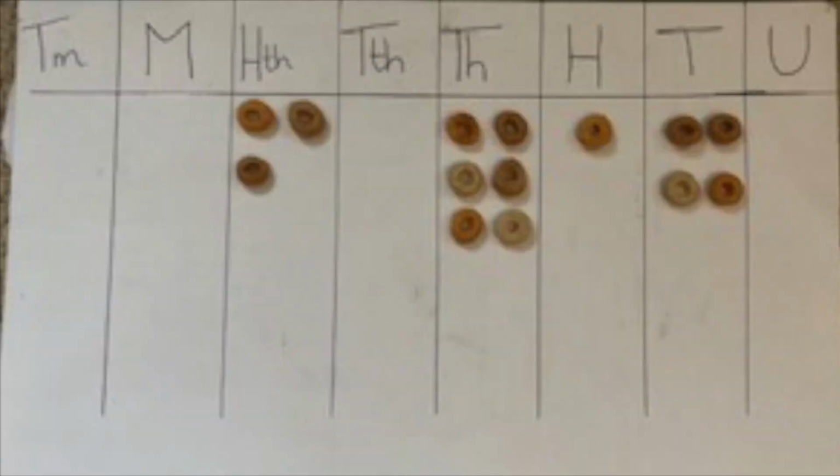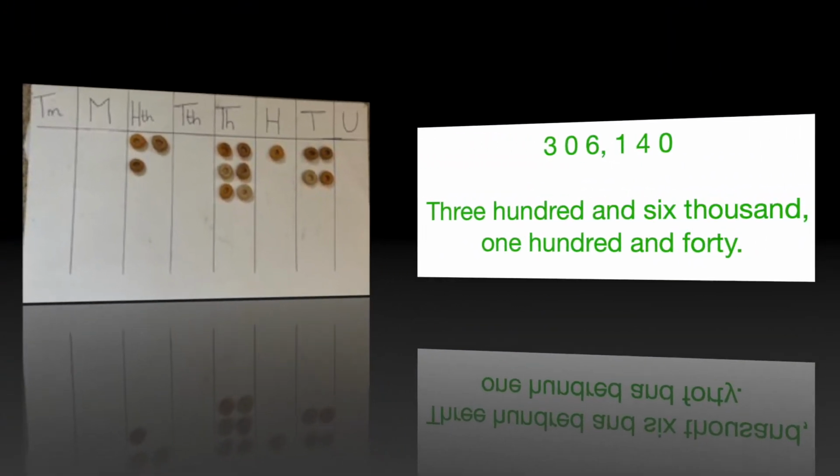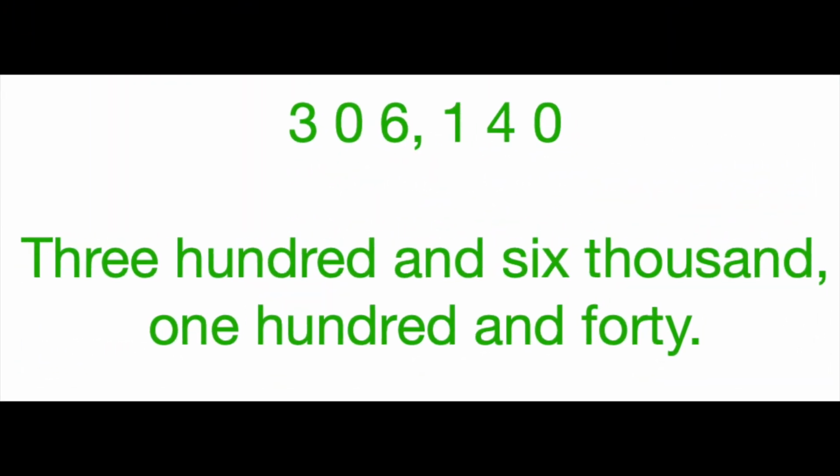Okay, same again for your next number. Again, think about those placeholders, where they need to go and how we're going to write this number. This time we've got 3 in our hundred thousands column. We have no 10,000s, 6 thousands, 1 hundred, 4 tens and no units. So your number should be 306,140.